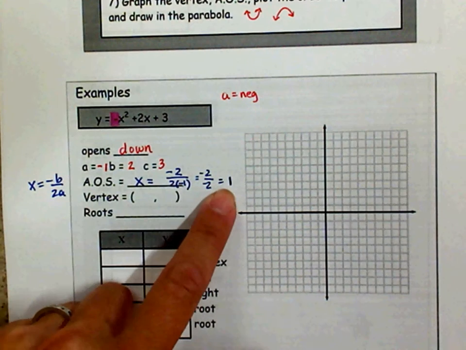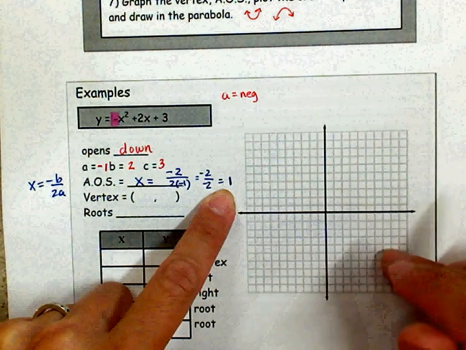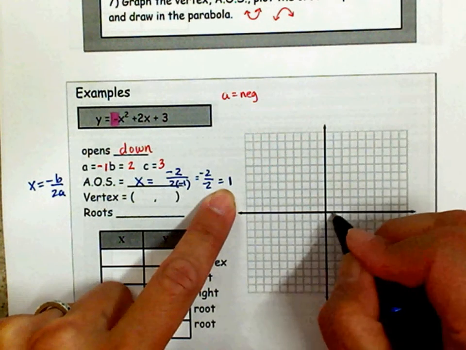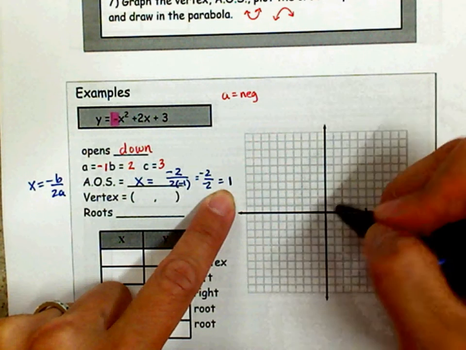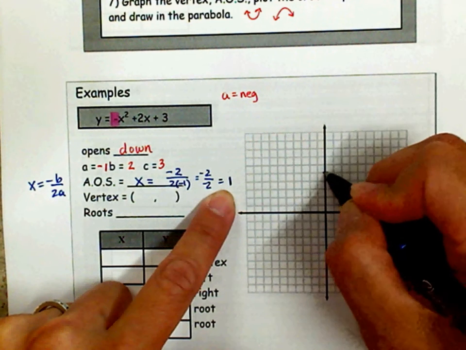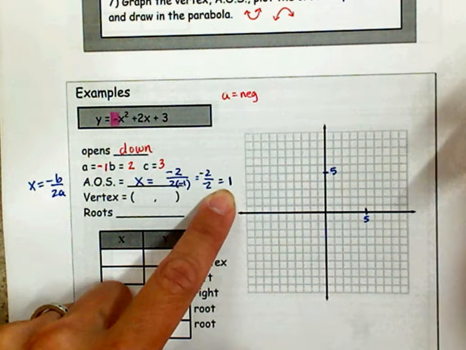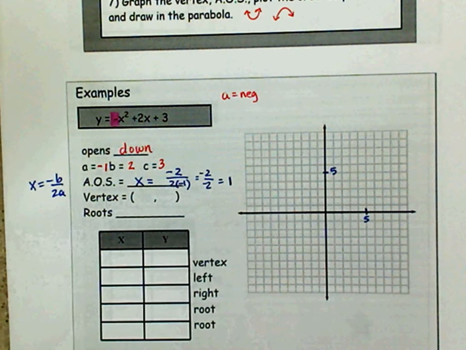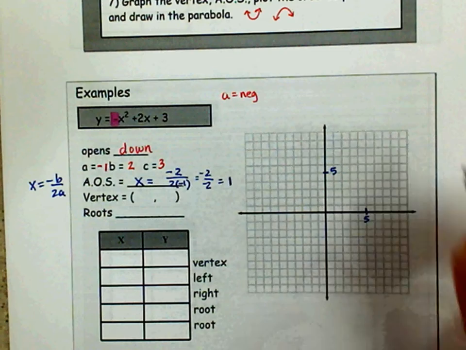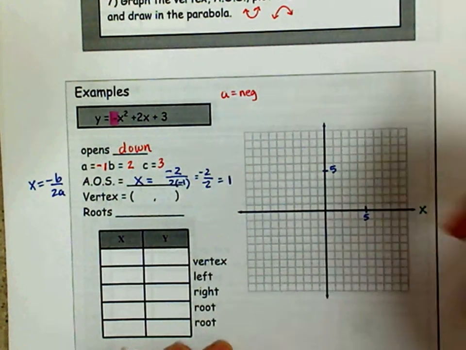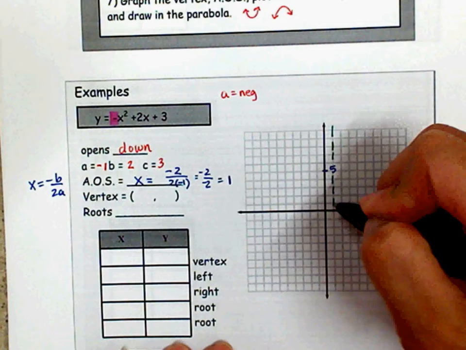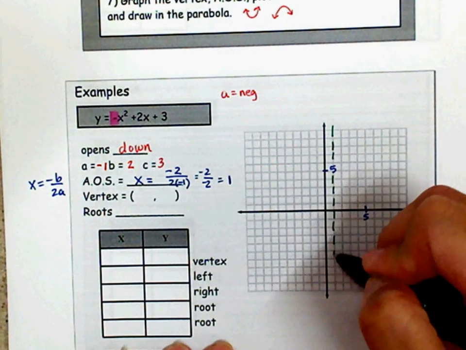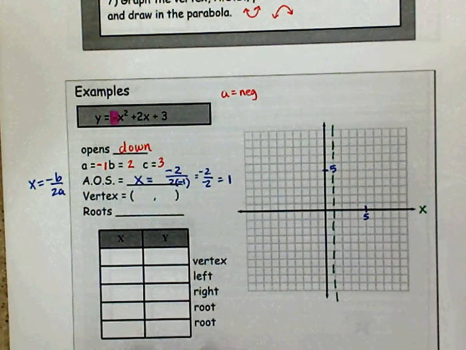So I'm going to go ahead and start graphing. 1, 2, 3, 4, 5. Make sure you label 1, 2, 3, 4, 5. That's all you have to label. So your axis of symmetry is at 1. Where is x? X goes left and right. It's at 1. I'm going to draw my axis of symmetry, and I'm going to draw dashes, just like that. Okay, so far so good.